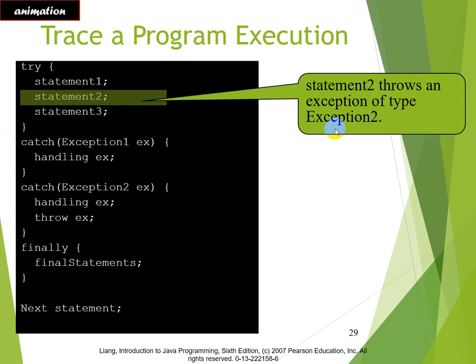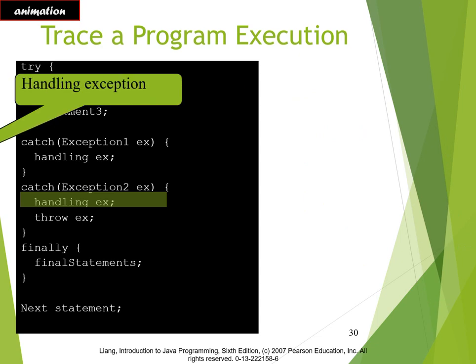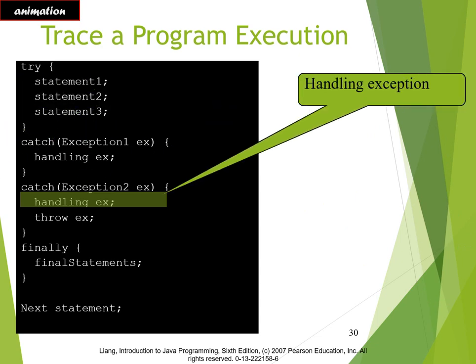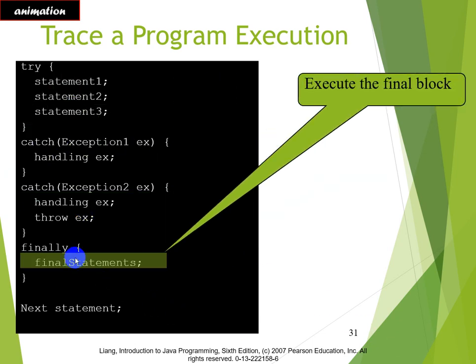Suppose statement 2 throws an exception of type exception 2. In that situation, again, it will be handled by the other type of exception handler, because statement 2 is throwing the exception 2 object, so it will be dealt with in the catch block which is dealing with exception 2. It will handle it, and then again there comes the finally block. As you can see, after handling, it comes to the finally block, but this part remains that needs to be executed.